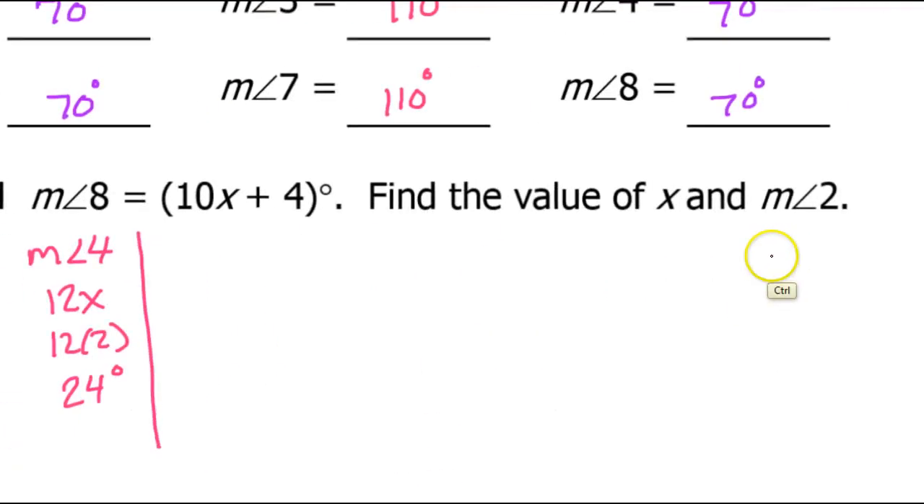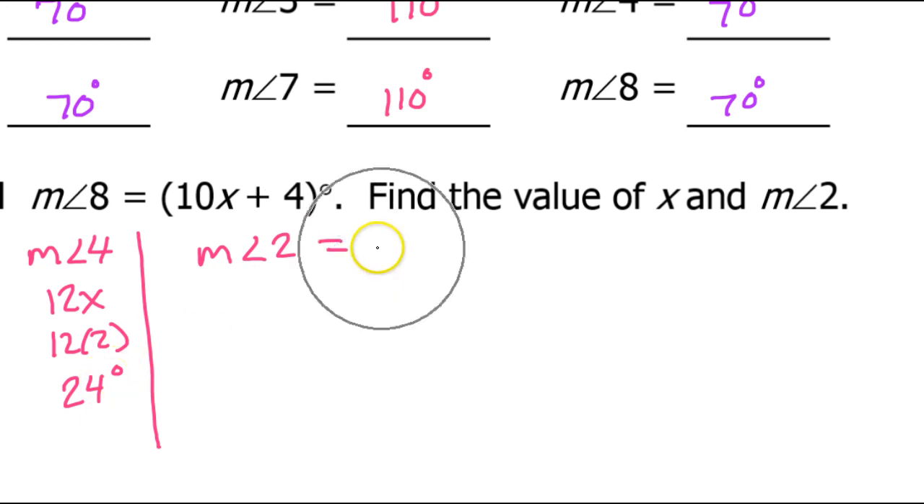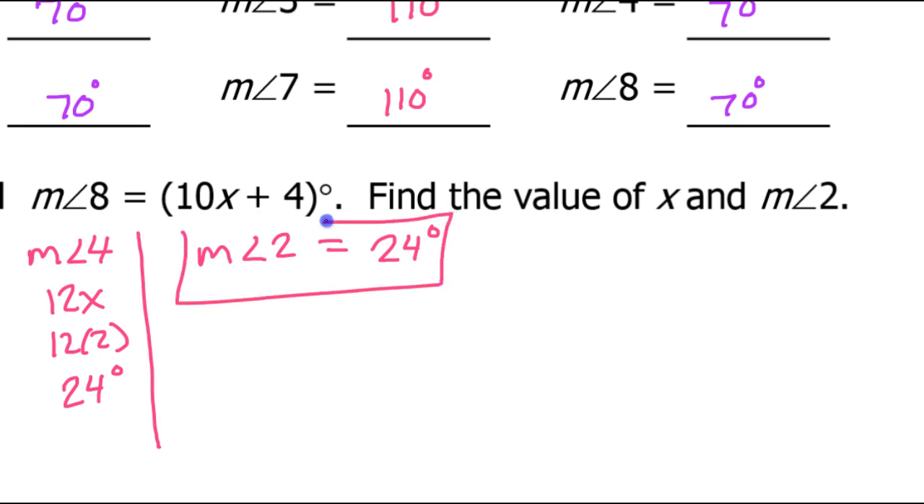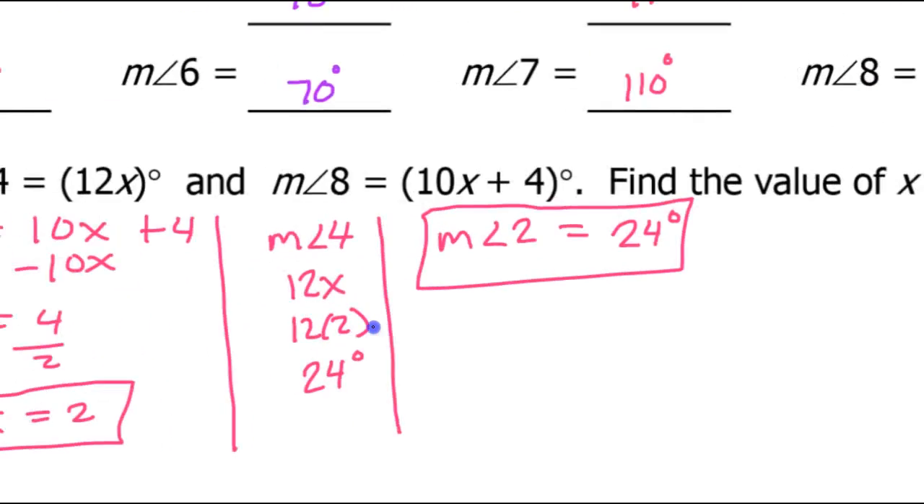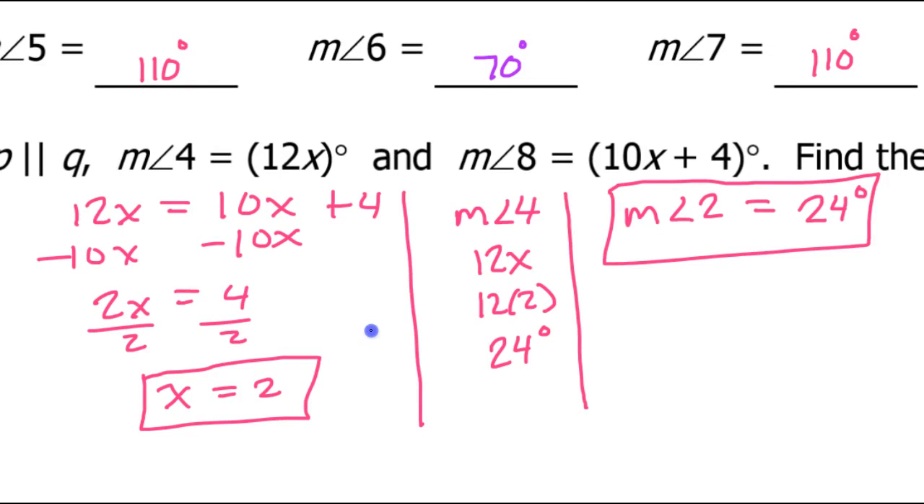Okay, so we're supposed to find the measure of angle 2, so we now know that the measure of angle 2 is going to also equal 24 degrees. Alright, so now we have both things that we were asked to find.